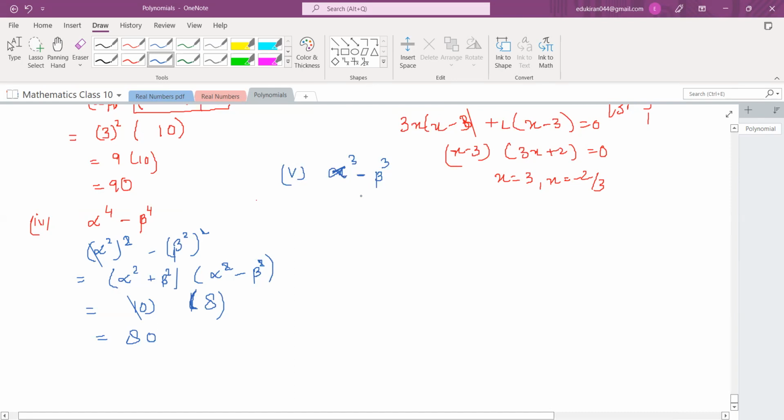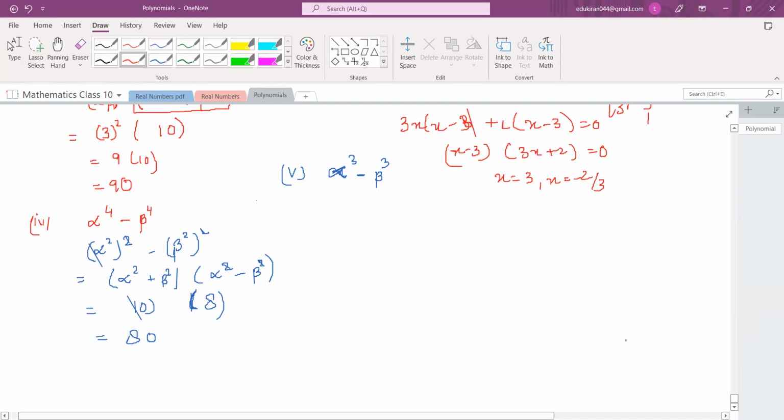Okay, who will tell me? Ma'am, a minus b the whole cube. Alpha minus beta the whole cube. Okay, yeah, alpha minus beta whole cube. Yes, right. Yes, Abdullah. See, you can see a cube here.